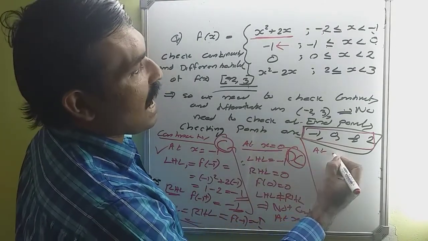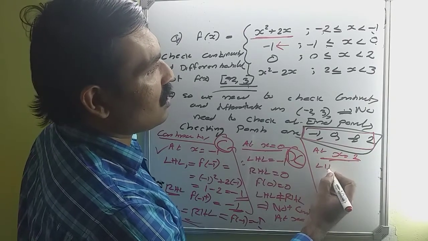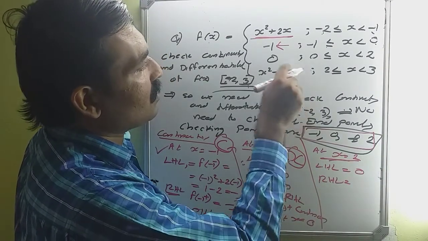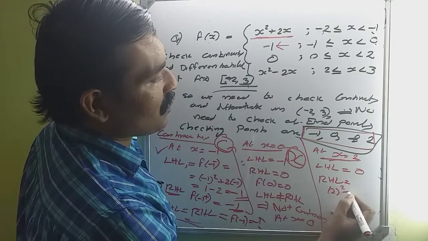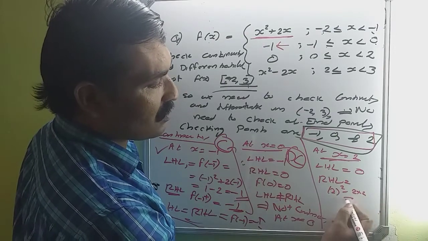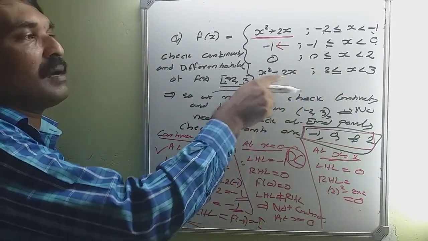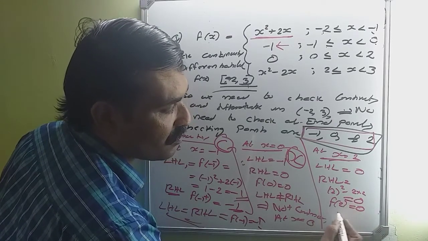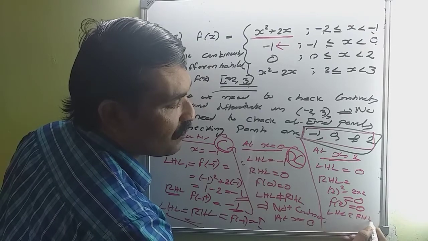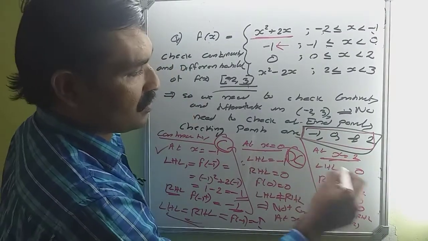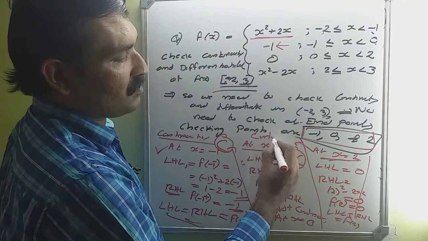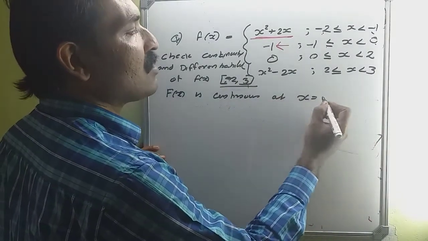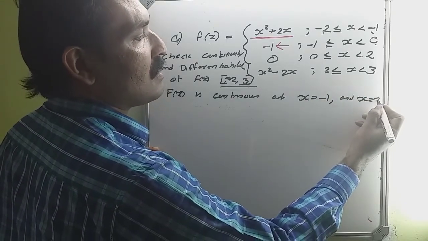Now at x is equal to 2, LHL is equal to 0 and RHL is equal to, coming under this function, 2 square minus 2 into 2, that is 4 minus 4, that is equal to 0. And f of 2 is also 0. So LHL is equal to RHL is equal to f of 2. This means continuous at x is equal to 2. Continuous at x is equal to minus 1 and x is equal to 2.